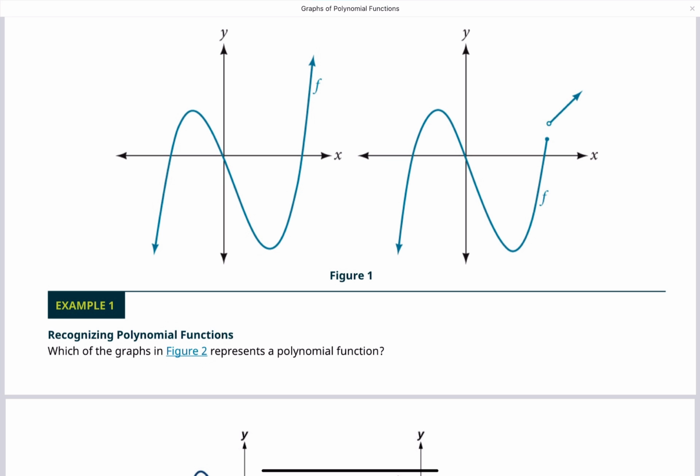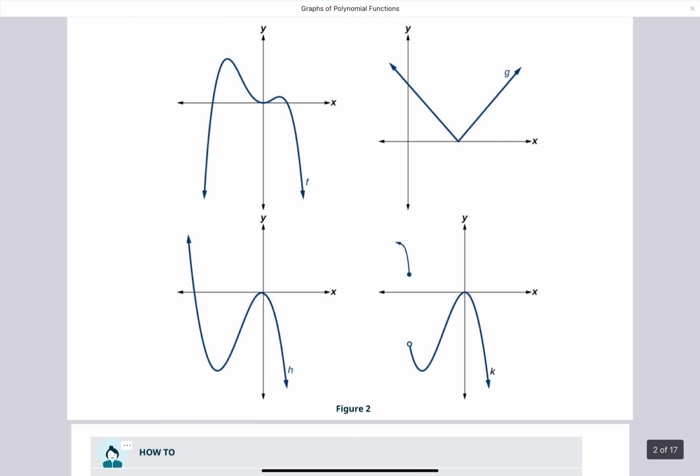Well, I don't see any sharp edges, so that's fine. But this graph is not continuous. You can see a gap going on, right? There's a jump. So this function is not a polynomial function. That's it. Okay, let's test our knowledge with these four graphs. You can pause the video, try and solve this.